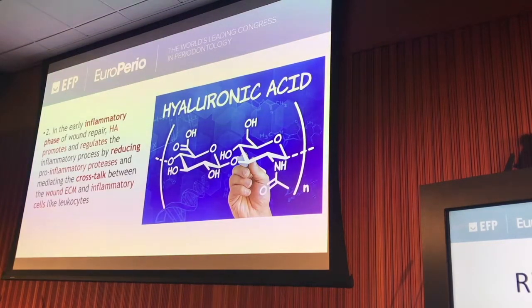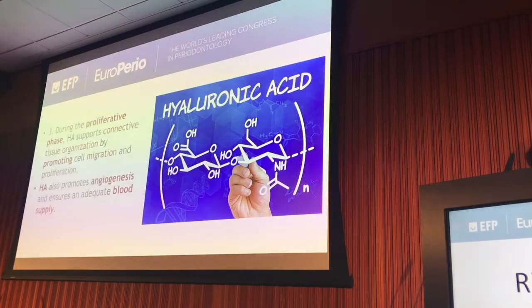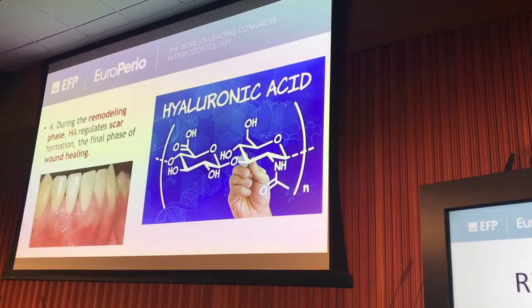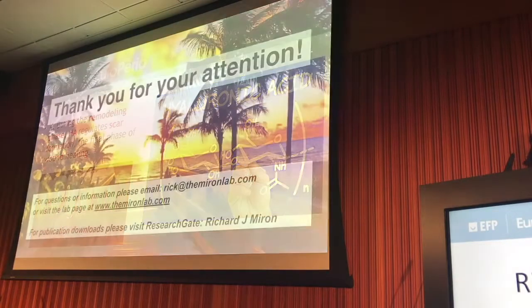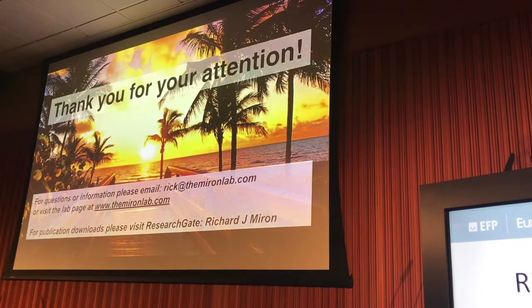Second, it plays a role in inflammation, of course, by regulating a lot of these crosstalking pathways. More importantly for me, it has more of an effect in the proliferation phase, so in the tissue regeneration phase, promotes angiogenesis and supplies good and adequate blood flow, has a real effect on cell migration and also proliferation, as some of our studies have shown. And then during the remodeling phase, HA regulates scar formation. Of course, this is extremely clinically relevant, and you'll see some of Dr. Skoulian's cases later. Now, for those that want, there's not a lot of literature.